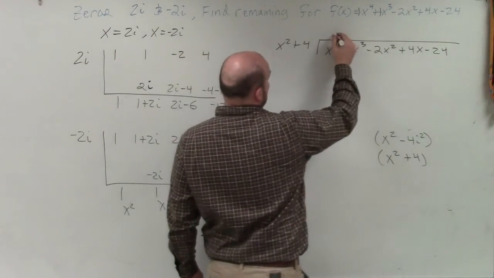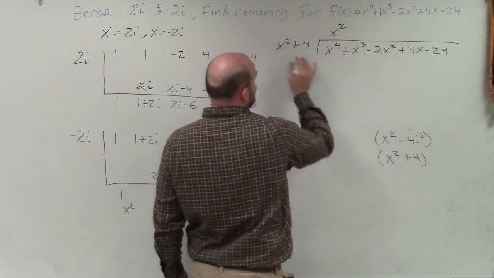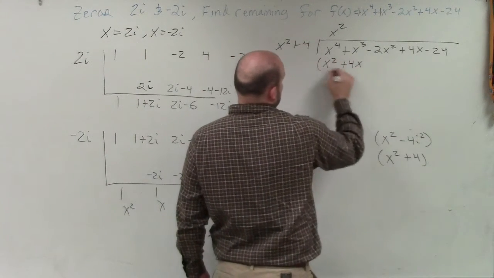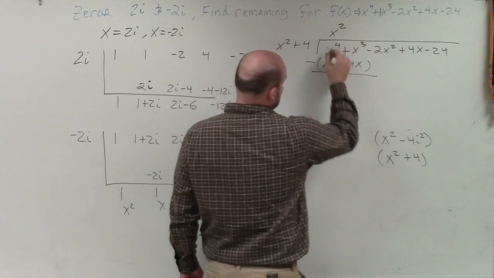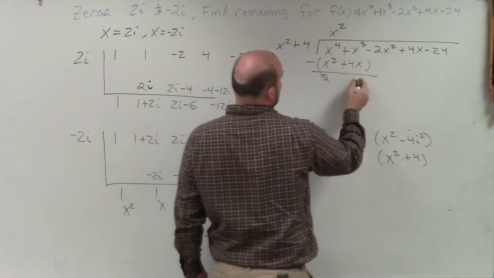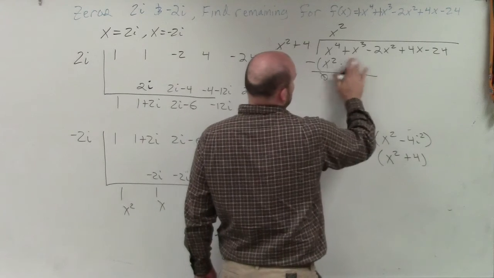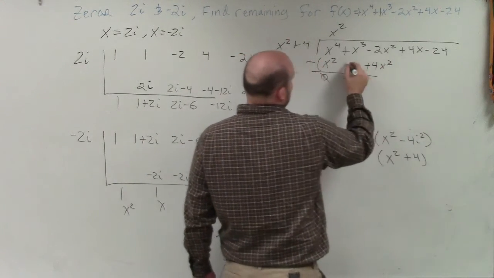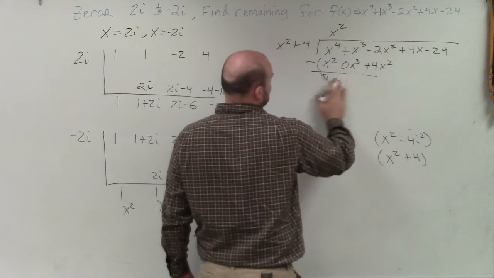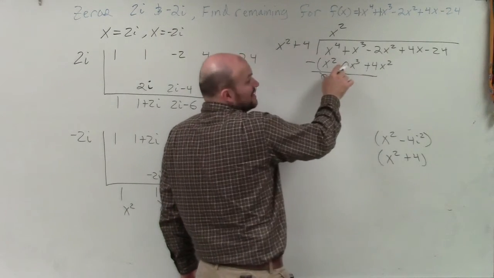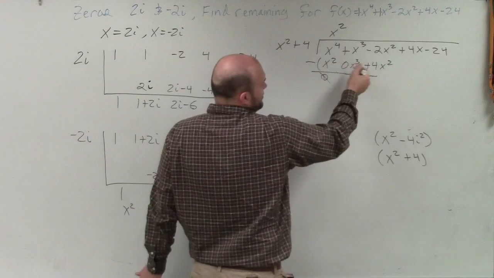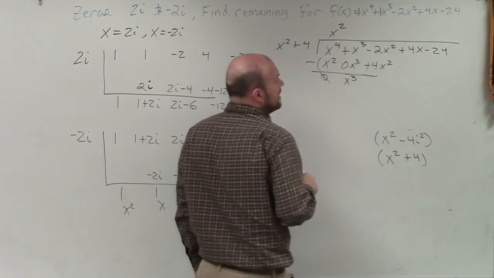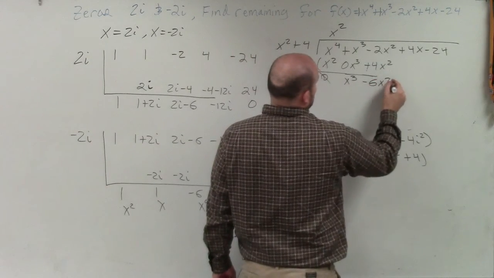So x squared goes into x to the 4th x squared times. x squared times x squared is x to the 4th, and x squared times 4 is a positive 4x squared, so I have to leave that over here. Here I'm just going to have 0x cubed as a placeholder. x cubed minus 0x cubed is really just x cubed. Negative 2x minus 4x gives me a negative 6x squared.